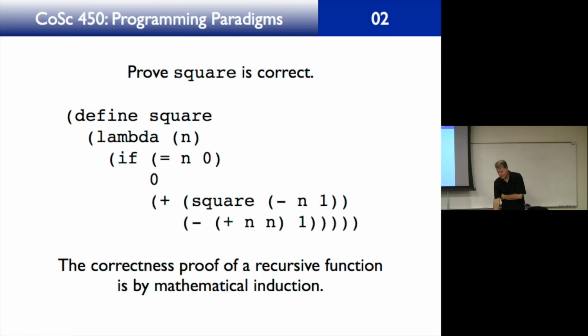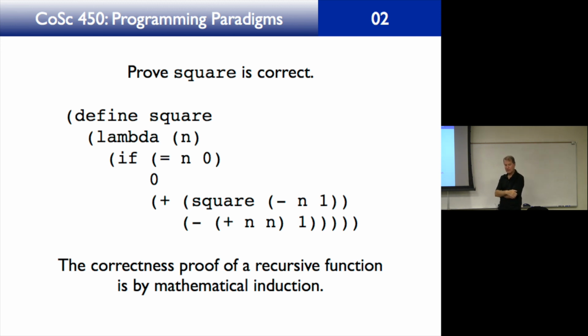The correctness proof of a recursive function is by mathematical induction. Now, why do you suppose that recursive programs are proved by mathematical induction? Because in a recursive program, what do you have? You have the base case, and then you have the recursive, the induction case. And in proof by mathematical induction, what do you have? The base case.